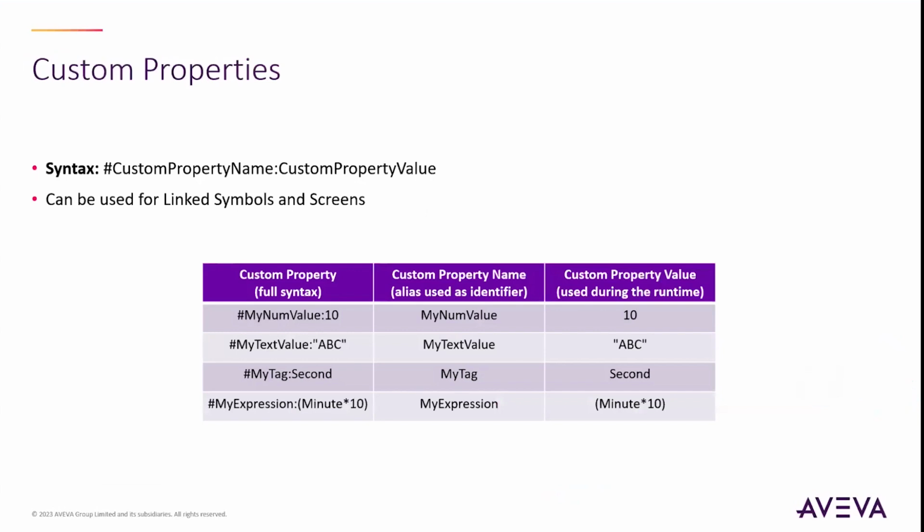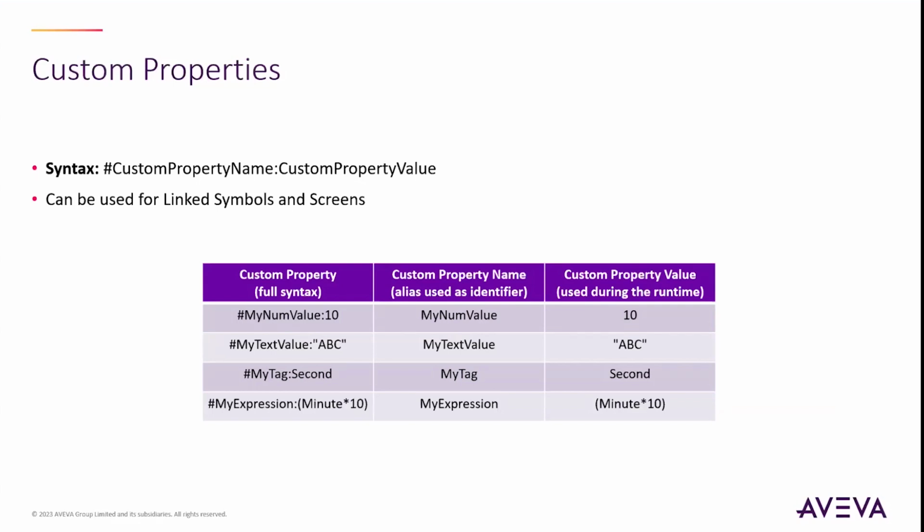So the next thing to talk about here are custom properties. These are placeholders or aliases that can be configured to screen scripts or screen animations and object properties. What this does is it allows you to configure generic symbols or screens and then assign values or tags or expressions to those symbol or screen properties dynamically during runtime. You can reuse templates of these symbols or screens, really just to help with efficiency of building out your project and even consistency and quality, because there's going to be standardization there.